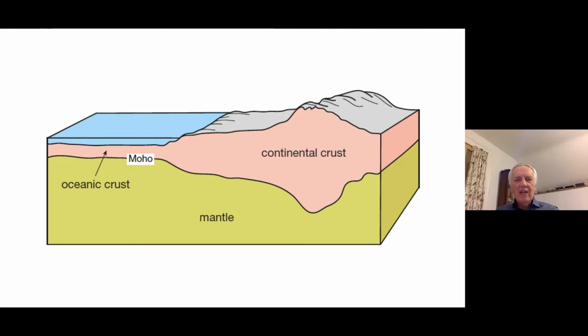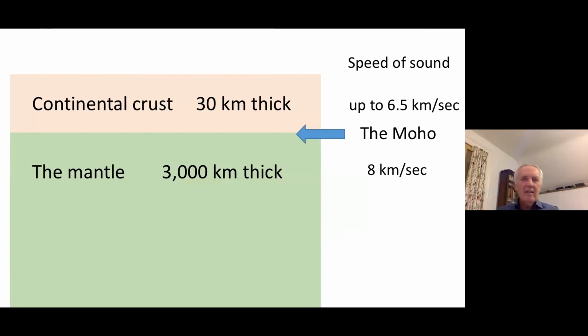I also told you last time about going down through the crust into the mantle. We go through this boundary called the moho, where the speed of sound, the seismic speed, goes up from 6.5 kilometers per second to about 8 kilometers per second, a sudden jump. That defines where the crust stops and the mantle starts. And the mantle goes all the way down, nearly 3,000 kilometers to the core.